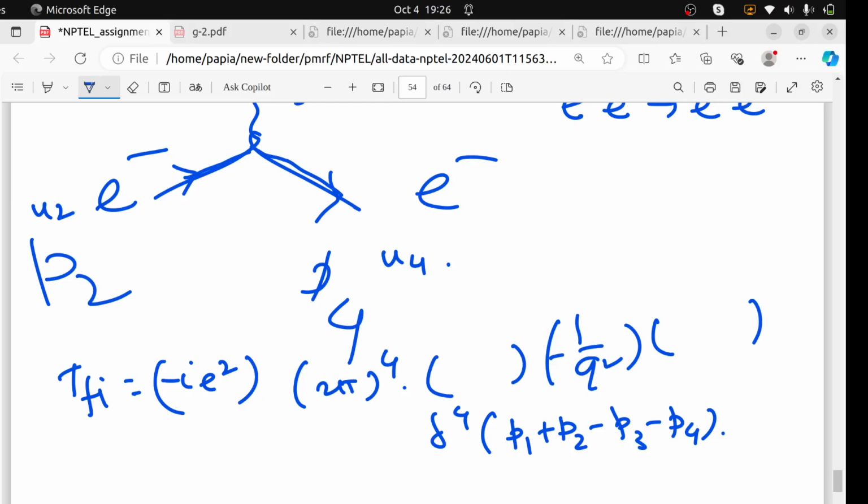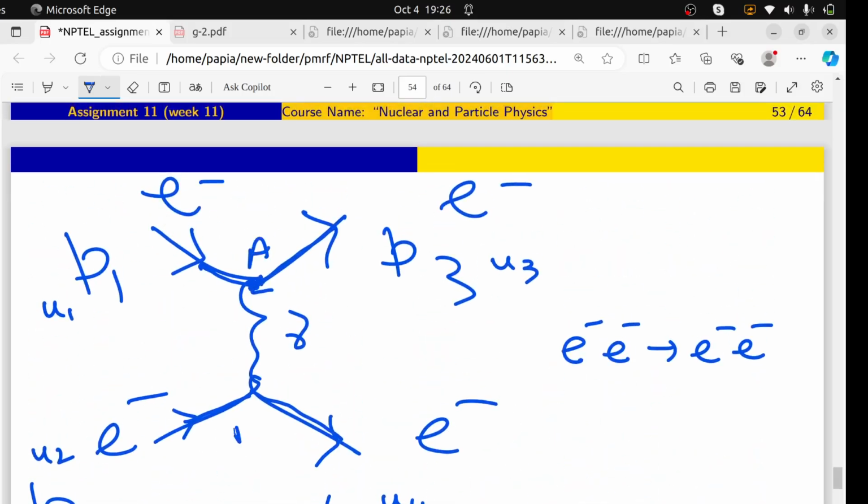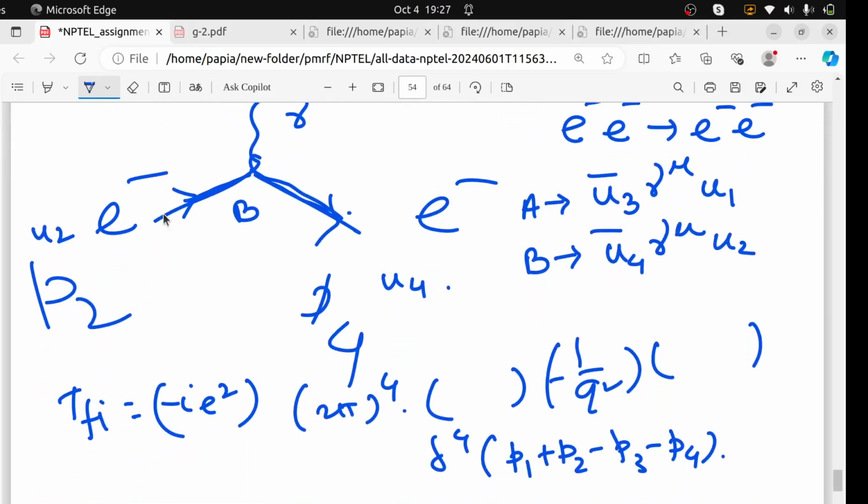That is very good. But the vertex, this vertex. Now as this is a T channel, let me write here A vertex, B vertex. For A vertex, see here, this one is the outgoing particle. So U3 bar will be there, then gamma mu, and coming is U1. For B vertex, outgoing is U4, so U4 bar, gamma mu, U2. So for A and B vertex, this will be U3 bar gamma mu U1, U4 bar gamma mu U2. This is for the T channel.